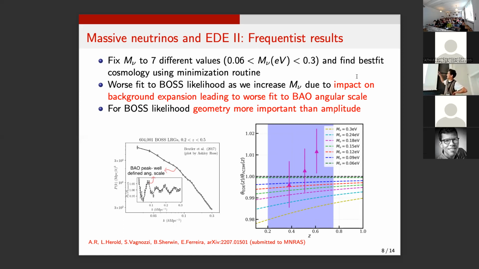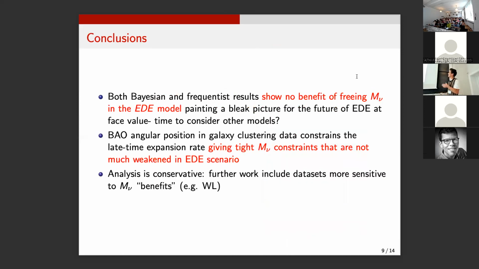And those wiggles correspond to an angular scale. And that angular scale I've plotted here for all of our different neutrino mass models. And the thing is that when you increase the neutrino mass, you also affect the background expansion rate of the universe. And this leads you to get a worse fit to this angular scale. So this is why this galaxy clustering data also didn't favor a high neutrino mass here. So to conclude, both our Bayesian and frequentist results show no benefit of freeing up the neutrino mass, which paints quite a bleak picture for the future of early dark energy.